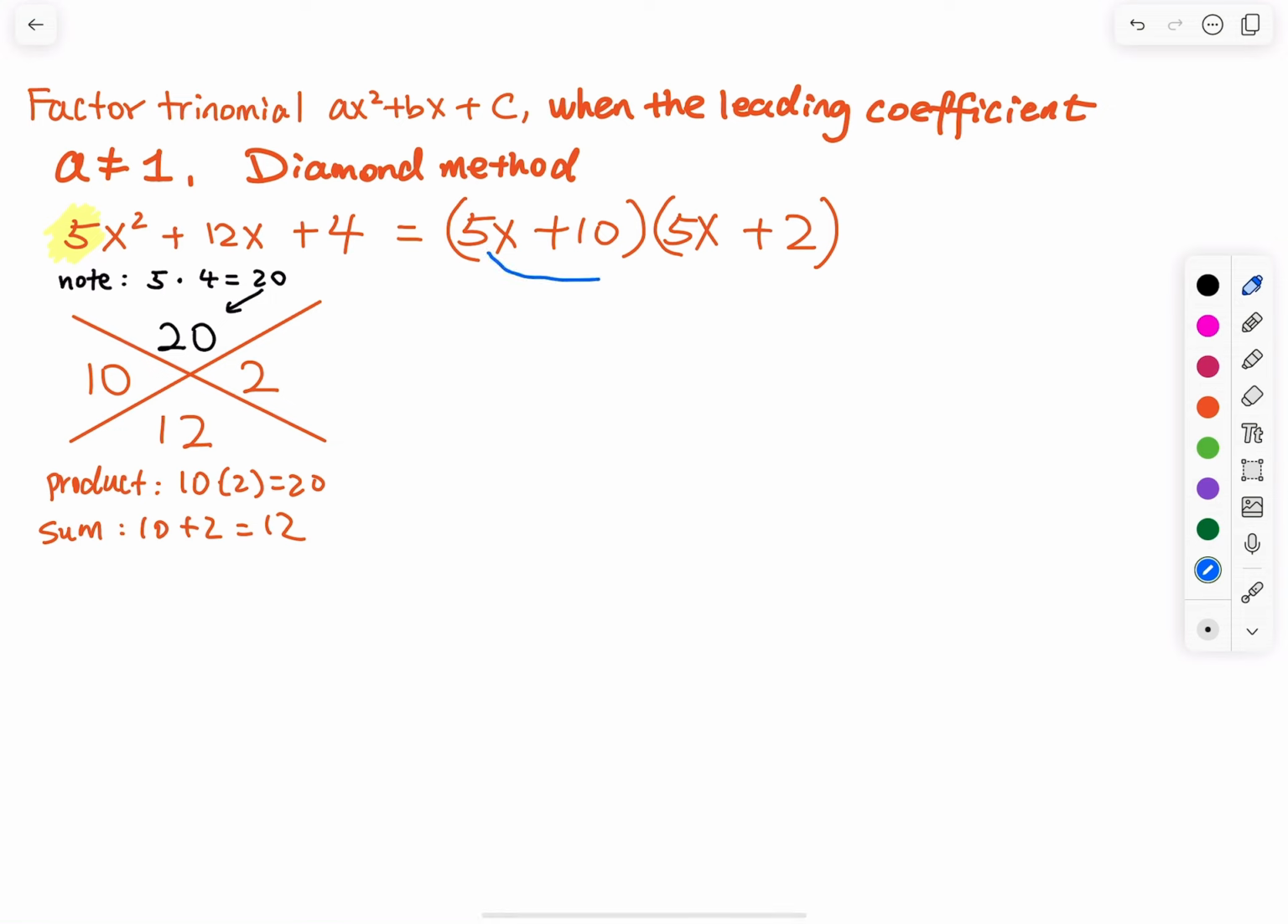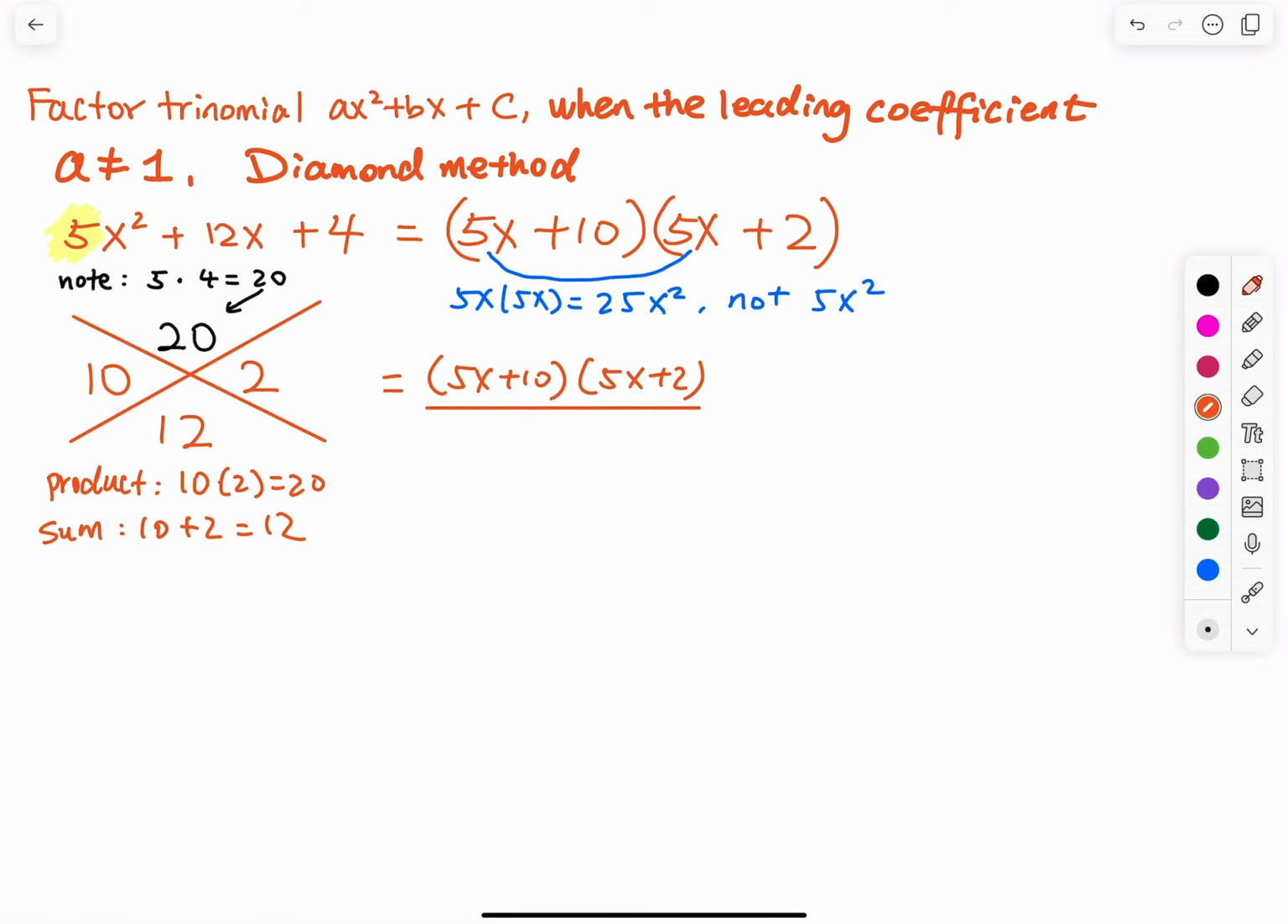The problem is, when you FOIL, 5x times 5x is equal to 25x squared, but not 5x squared. What do we do? So here is what we do. I am going to write this step one more time: 5x plus 10, and then times 5x plus 2, divided by the leading coefficient 5. You know what? I'm going to make this bold so that it catches your attention. This 5 is the leading coefficient.